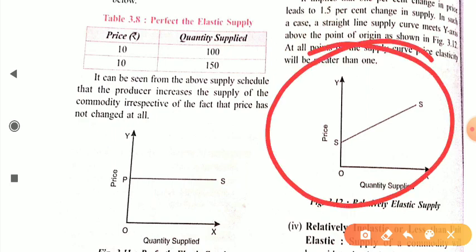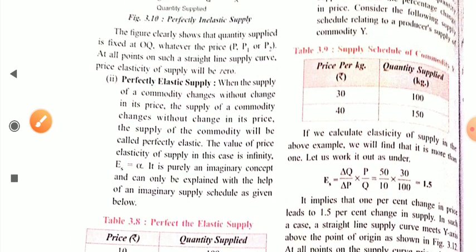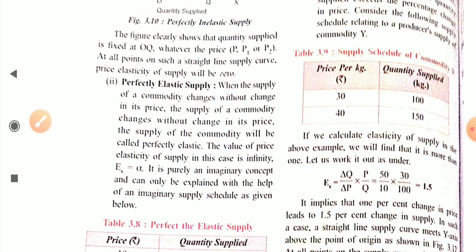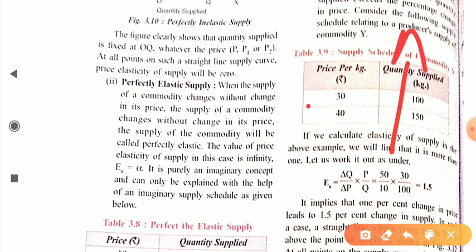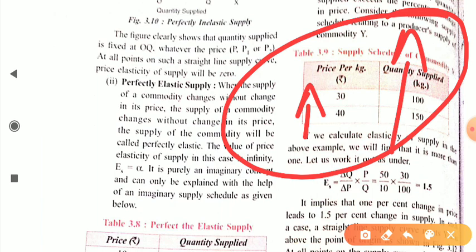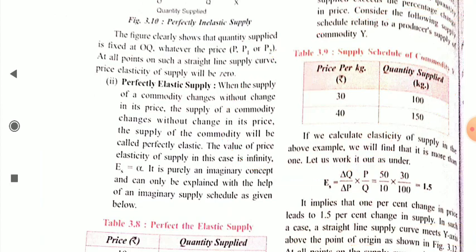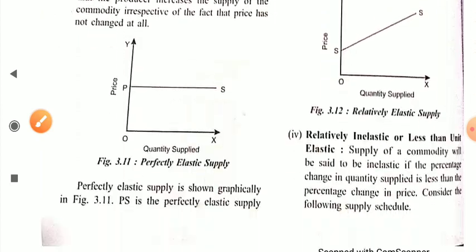And this diagram is represented as this. Dear student, it simply represents that the change in quantity supplied is more as compared to the change in price. Okay, so I draw this diagram. The change in quantity supplied is more with this symbol, and the change in price is less as compared to the change in quantity supplied. So this is known as elastic supply.